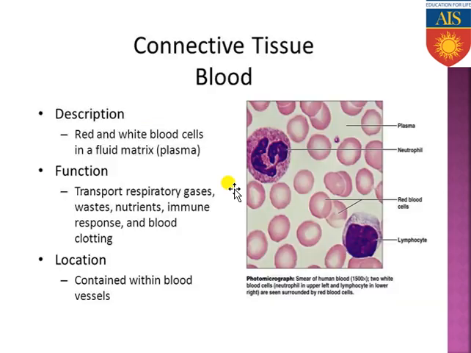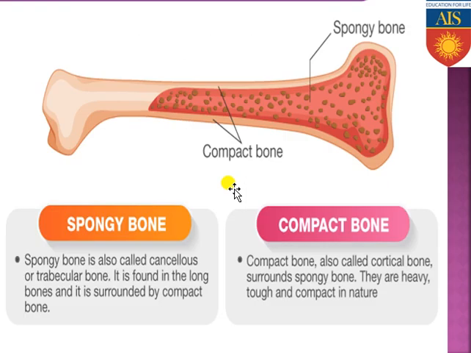Coming to the types of bone, if you see this slide, you can understand there are two types of bones commonly present. One is spongy bone, another one is compact bone. Compact bone is the outer surface of the bone which is very hard. It can also be called cortical bone. It is made up of calcium exclusively, and it is surrounding the inner portion of the bone, that is the spongy bone. Keep it in your mind, this type of bone is very heavy, tough and compact in nature.